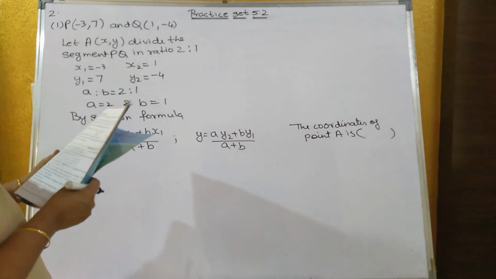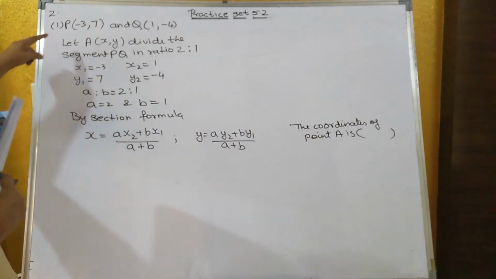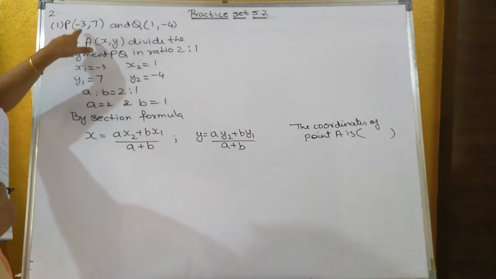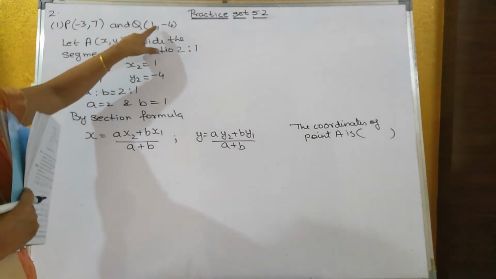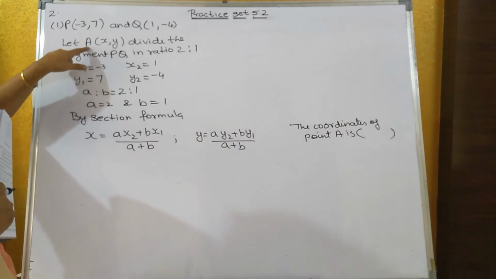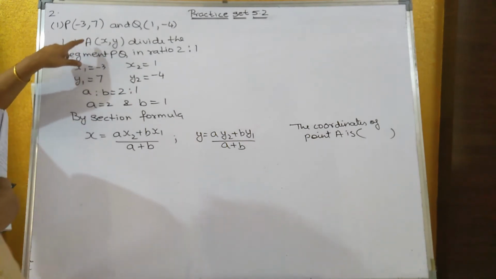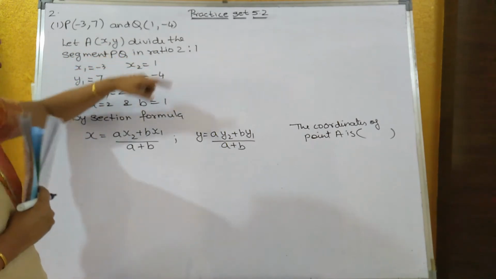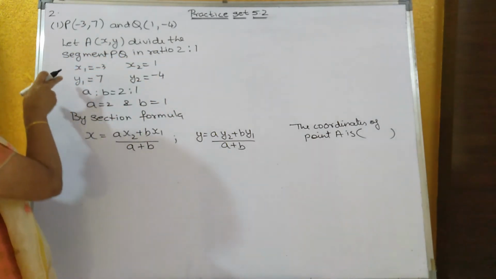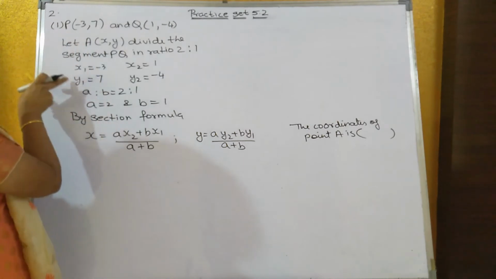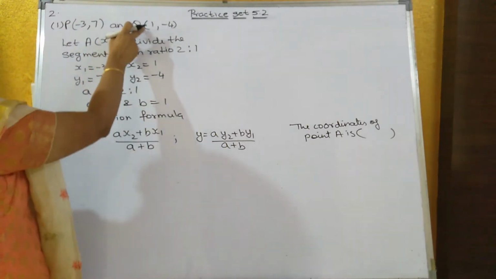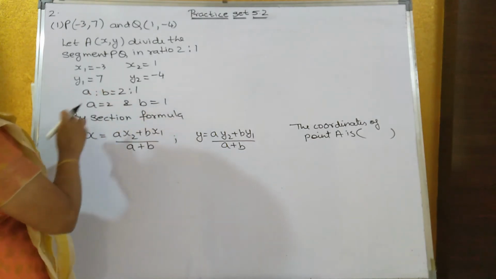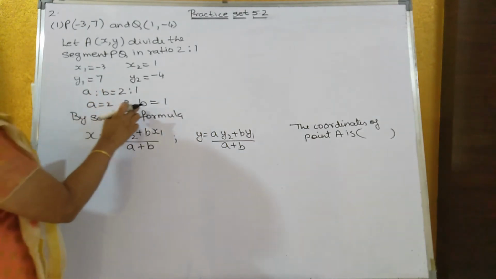Now practice set 5.2, sum number 2. P and Q coordinates are given, that is (-3, 7) and (1, -4), and we have to find the coordinates of A, let us take the coordinates of A as x and y, which divides the segment PQ in the ratio 2:1. So over here x1 is -3, y1 is 7, x2 is 1 and y2 is -4, and a:b is 2:1. So a is equal to 2 and b is equal to 1.